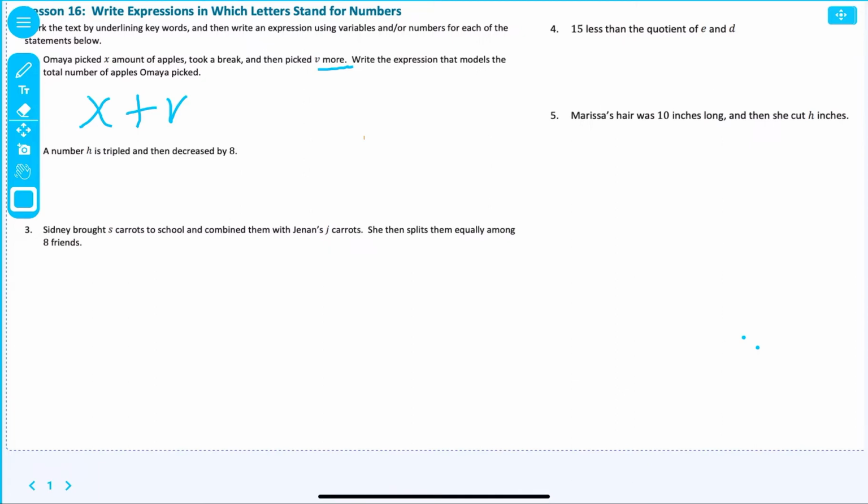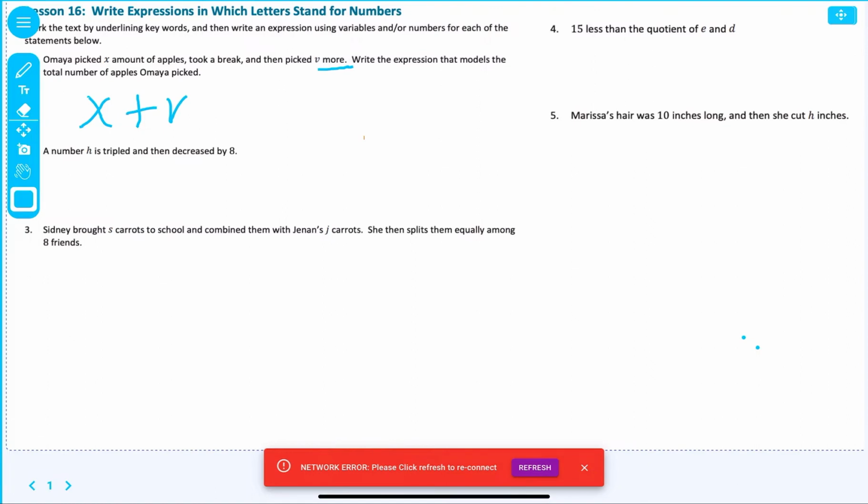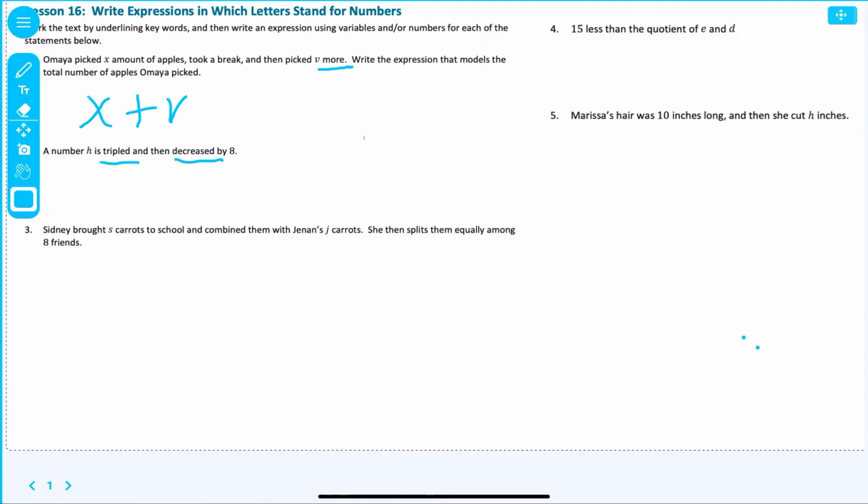Number 2, a number H is tripled and then decreased by 8. What are the key words? Triple and decreased. So how would we write that? Okay, you could say H times 3, but what would be an easier way to do that? 3H. Always start with your number. Okay. 3H, then decrease, which is minus 8.